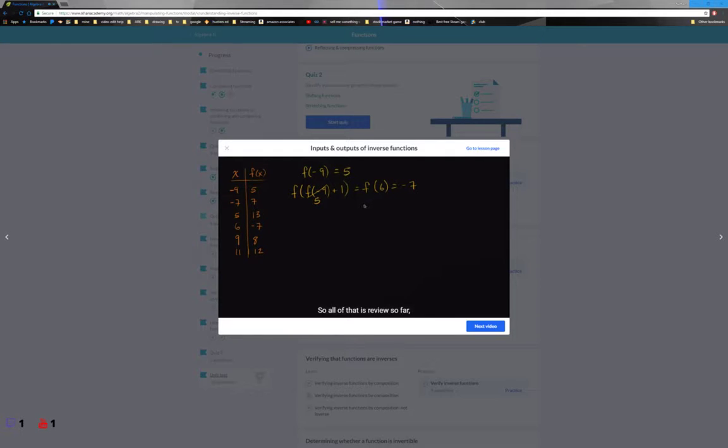So all of that is a review so far. But what I want to now do is start evaluating the inverse of functions. And this function f is invertible because it's a one-to-one mapping between the x's and the f of x's. No two x's map to the same f of x. And so this is an invertible function.